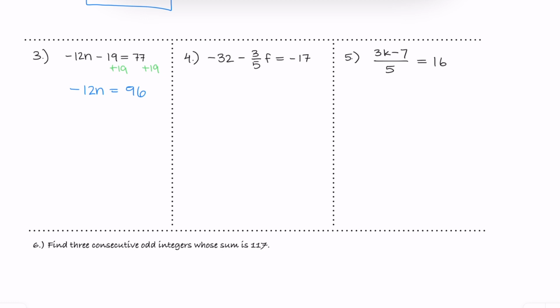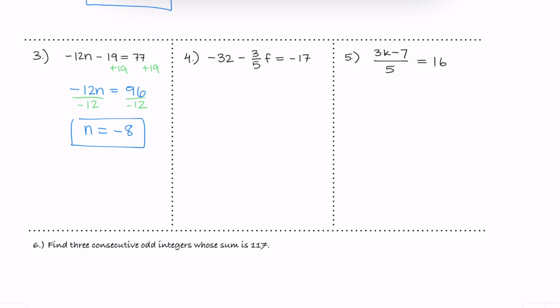And now, because this negative 12 is the outermost layer of this equation, we're going to divide by negative 12 because it's being multiplied. So divide by negative 12 and divide by negative 12. The answer we're going to get is n is equal to 96 divided by 12 is 8, but since we're dividing by negative 12, the answer is negative 8.